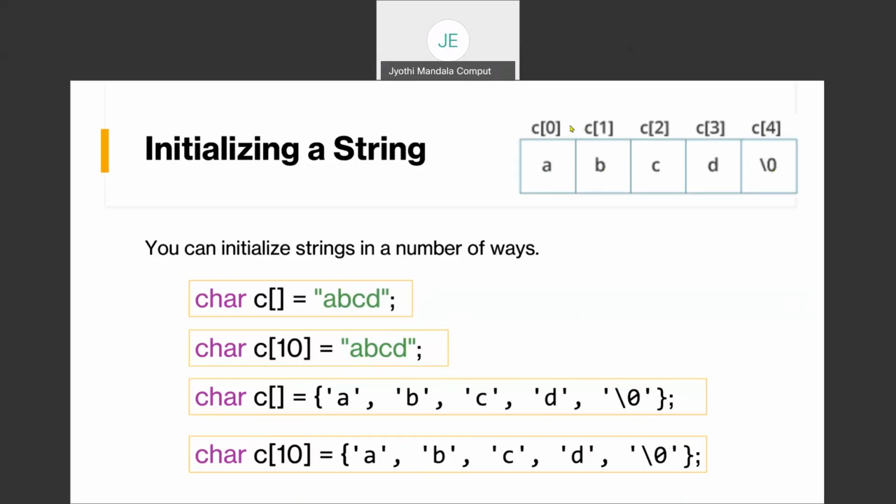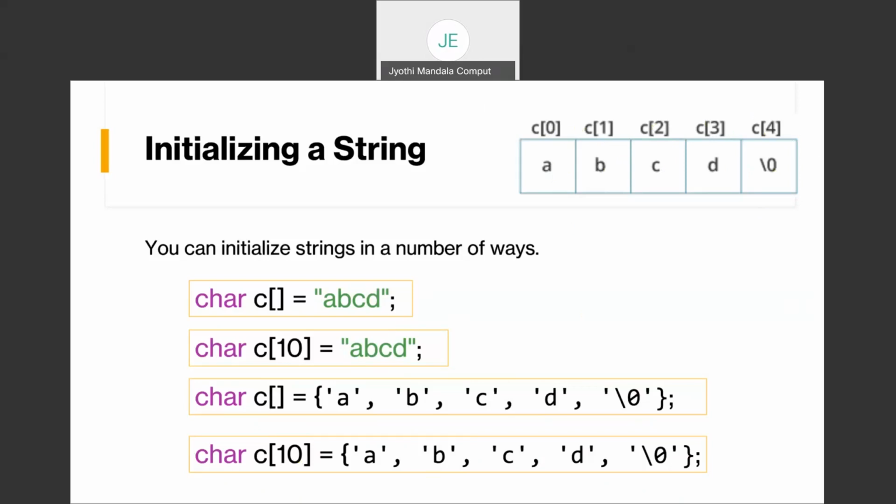This is nothing but individual character indexing. C of 0, 1, 2, 3, and 4. If you write 10, 5 more memory locations will be allocated. That's it. Got it, all of you? So this is how initialization of a string can be done.